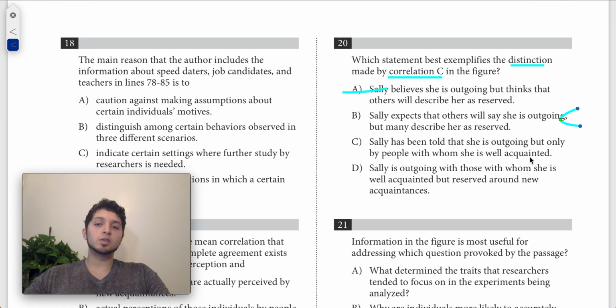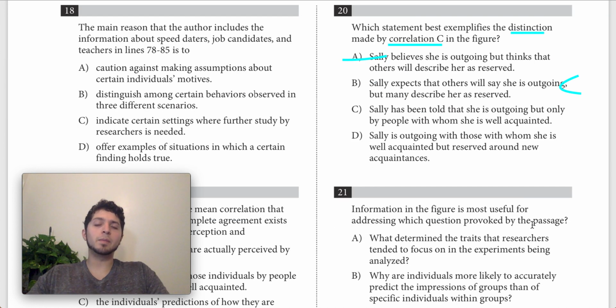C says Sally has been told she is outgoing, but only by people with whom she is well acquainted. And this doesn't really match any of the correlations. This is basically just saying that she's been told she's outgoing by people who she's well acquainted with. Maybe it's making a distinction between well acquainted and new acquaintance, but it's not really describing correlation C at all, so we can get rid of that.